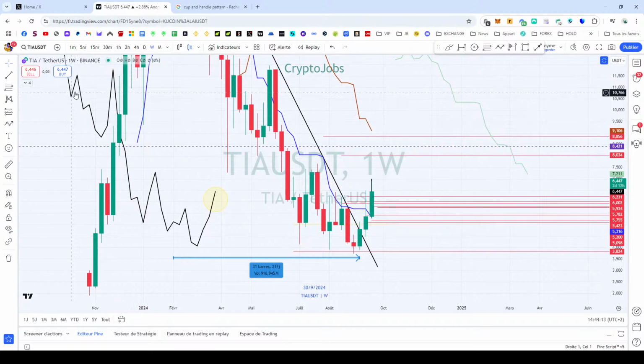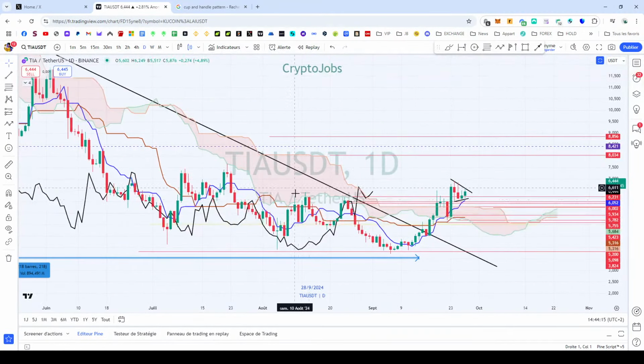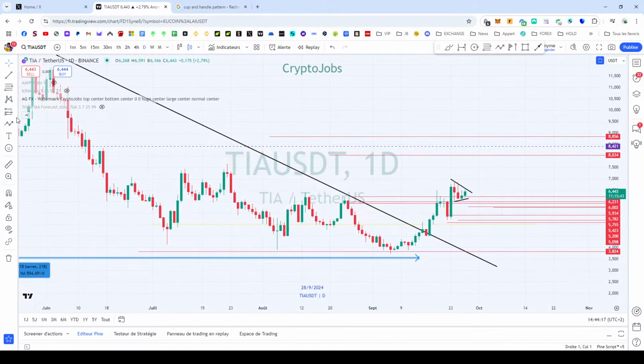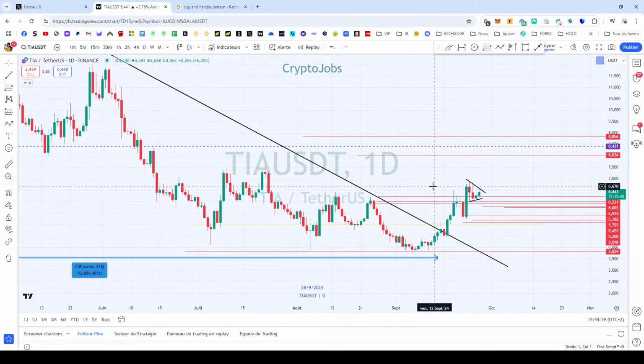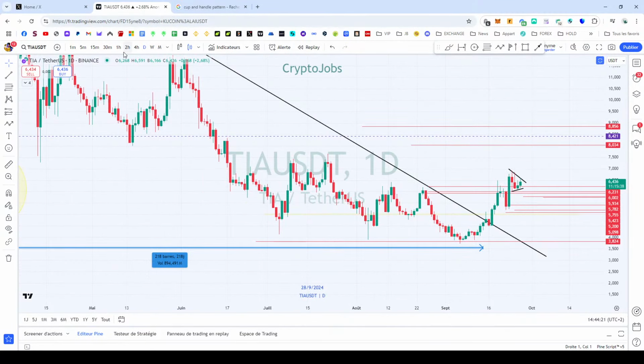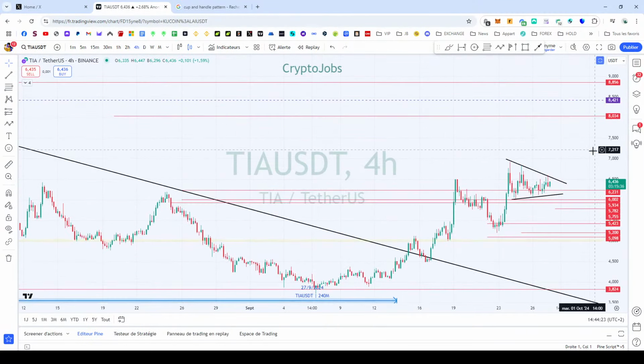Okay, so yeah, that's pretty cool for spot. I think we have a swing setup to take. Is that okay for you? For Celestia, we can move on to the next one.